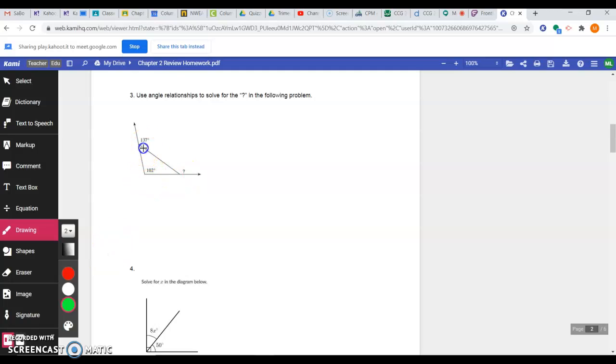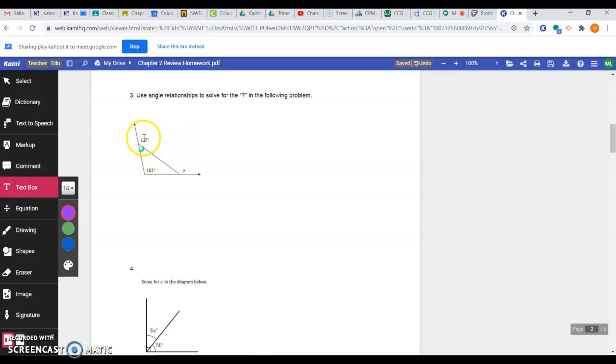So this first angle in green, we can find that angle because we know 137 here. We know the green angle and 137 create a straight line. And so we can say that this green angle must be 43 degrees because 43 plus 137 gives me 180. And that gives me a straight line there.